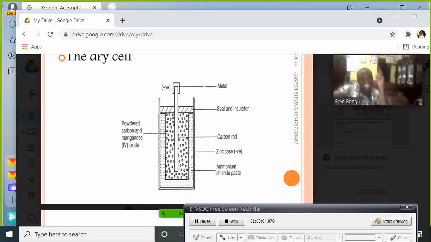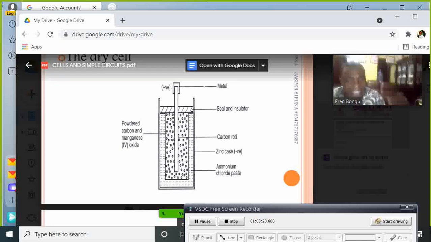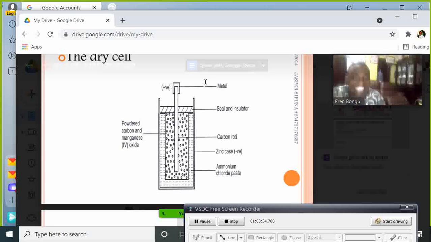And then the carbon is mixed with the manganese 4-oxide. Remember, manganese 4-oxide is a depolarizer. It's a strong oxidizing agent, which is going to prevent polarization by providing oxygen, which is going to combine with hydrogen and form water. And then we have the ammonium chloride paste, which prevents the zinc plate from being eaten away by the electrolyte. So the ammonium chloride paste prevents local action, and the manganese 4-oxide prevents polarization.